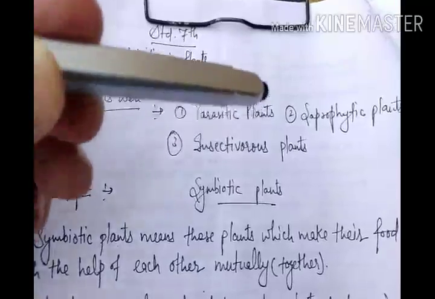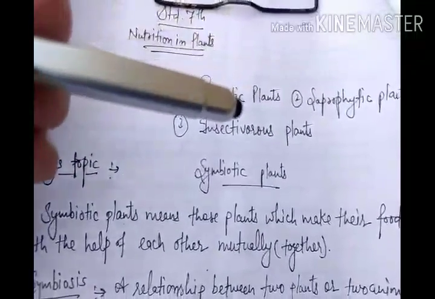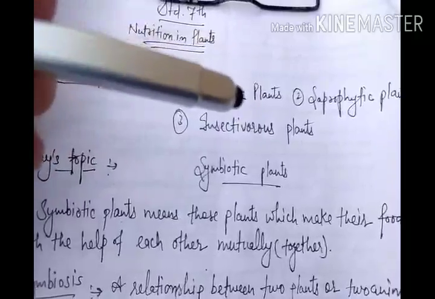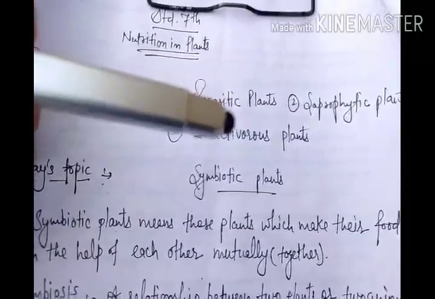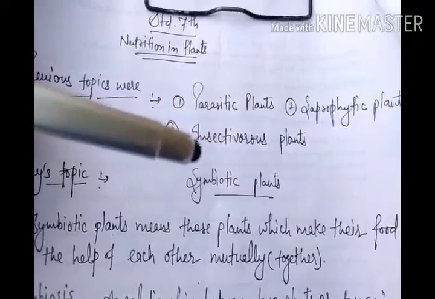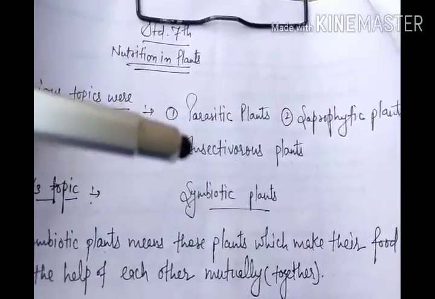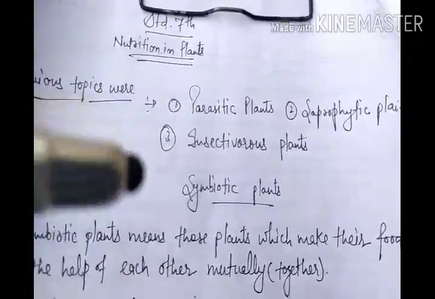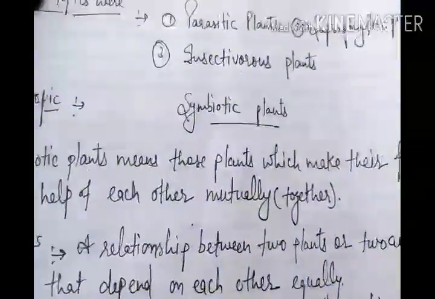So these plants don't have green plants' process. They are not green plants. They have no photosynthesis process. If they can, like insectivorous plants can do photosynthesis, but they don't get nitrogen nutrition. So that nitrogen they get from the insects. Yesterday I told you. Now I will tell you about symbiotic plants.